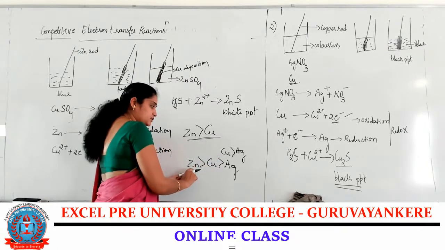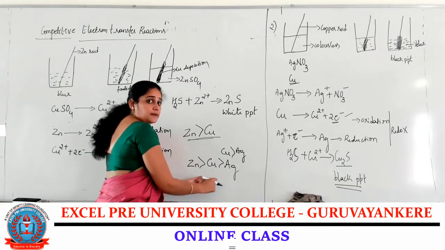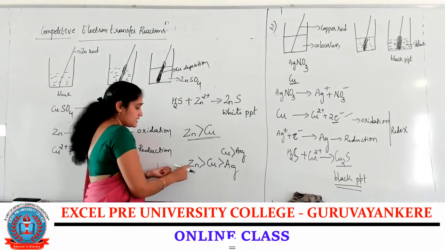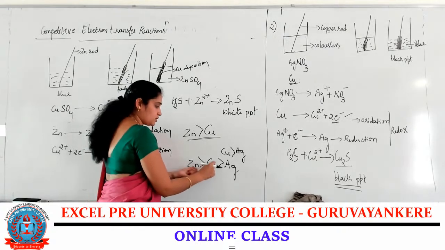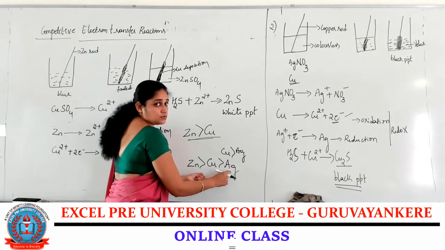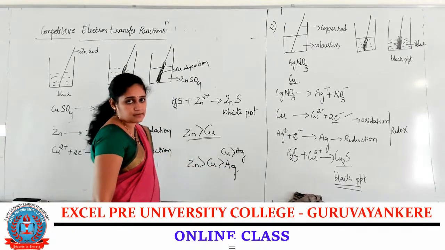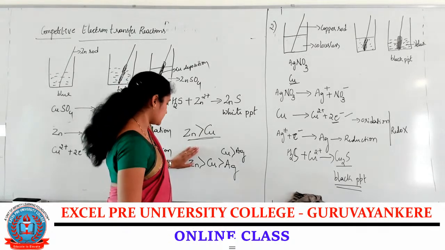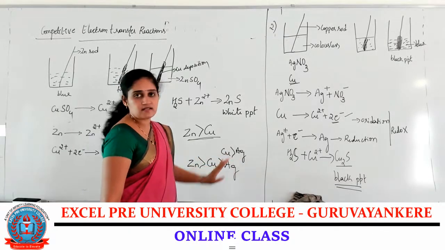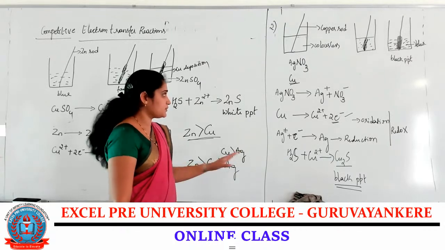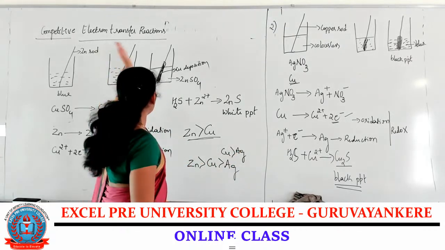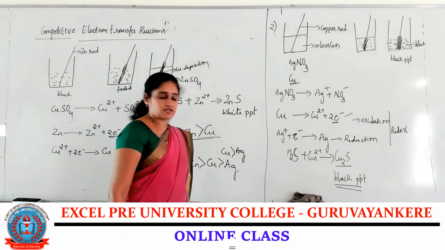Only zinc can give the electron to the copper. Copper will not give to the zinc. Zinc gives the electron to the copper, and copper can give the electron to the silver. The reverse reaction will not take place. So zinc is more reactive than the copper, which is more reactive than the silver. So that is about the competitive electron transfer reactions.